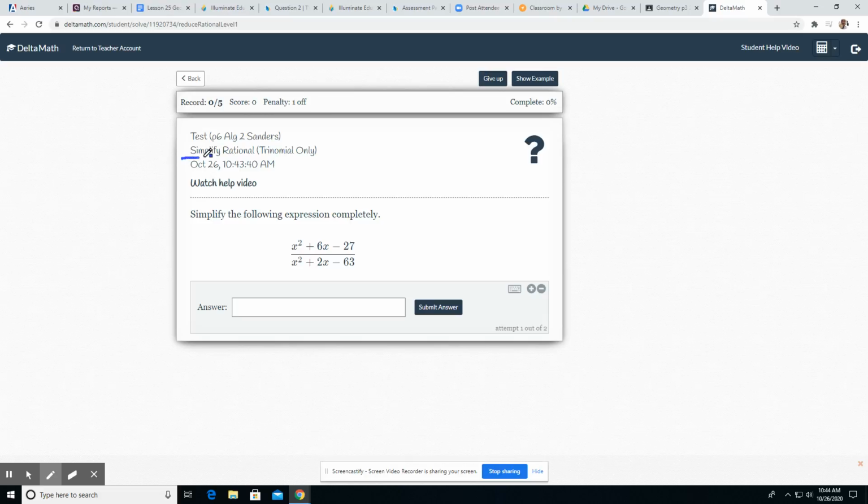We are trying to simplify rational trinomials. Rational means we have fractions. Trinomials means we have three terms. And that's what we see here. We have three terms on top and on bottom.